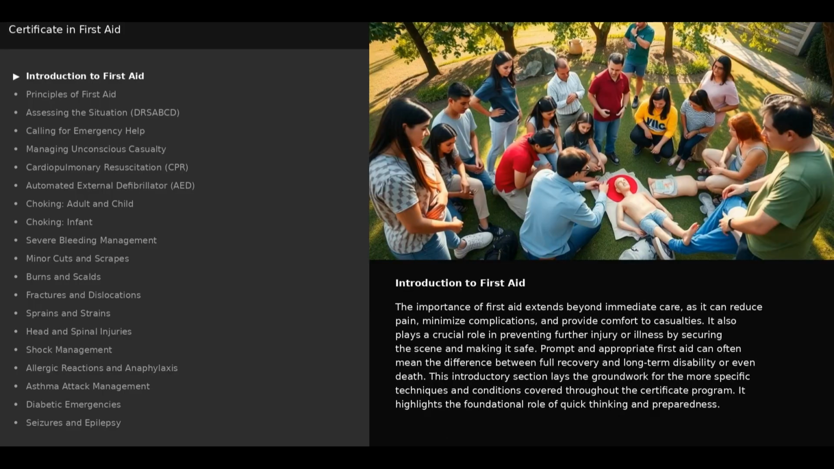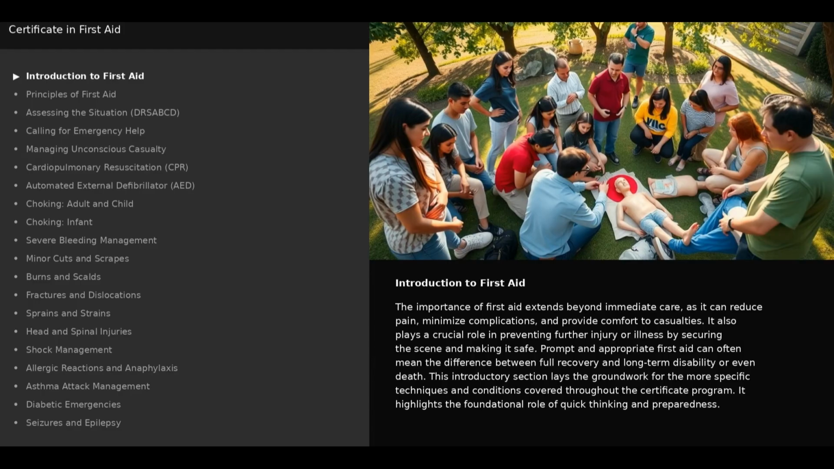The importance of first aid extends beyond immediate care, as it can reduce pain, minimize complications, and provide comfort to casualties. It also plays a crucial role in preventing further injury or illness by securing the scene and making it safe. Prompt and appropriate first aid can often mean the difference between full recovery and long-term disability or even death.